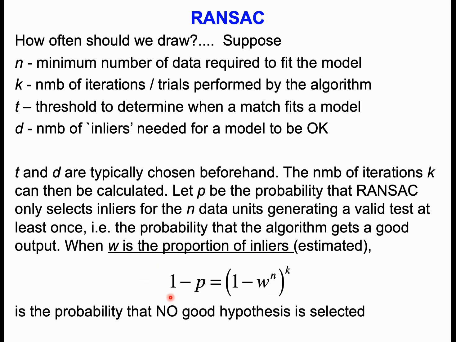So here we look at the probability that no good hypothesis will be selected in K runs. And you can imagine that as k increases, p will increase as well. So 1 minus p will decrease. So the probability that no good hypothesis is selected will decrease as k increases. So we can actually put a threshold here and say that we want to do so many trials such that the probability of no good hypothesis selected with the RANSAC algorithm is, let's say, lower than 1 over 10,000 or something.